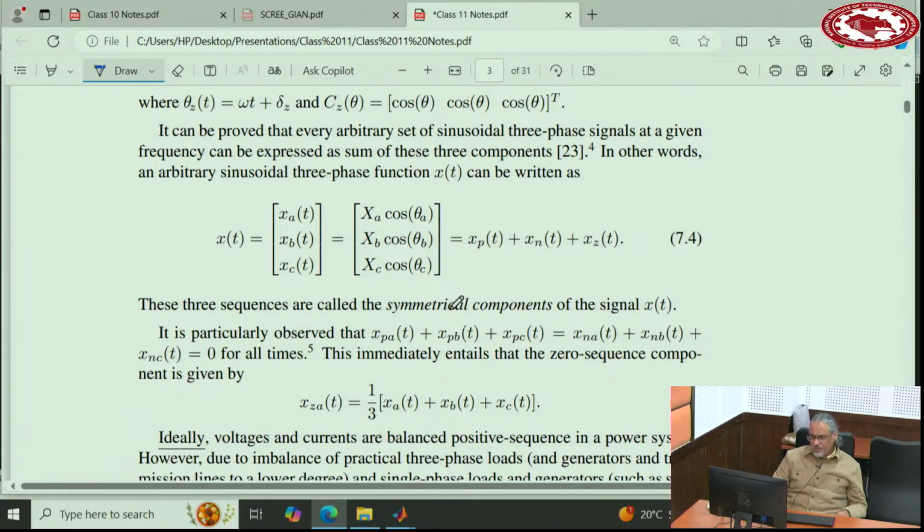So there is a theorem, and that theorem really is not difficult to prove, that says any three-phase waveform XA, XB, XC that have the same frequency and are sinusoidal, you can decompose into a positive sequence plus a negative sequence plus a zero sequence.